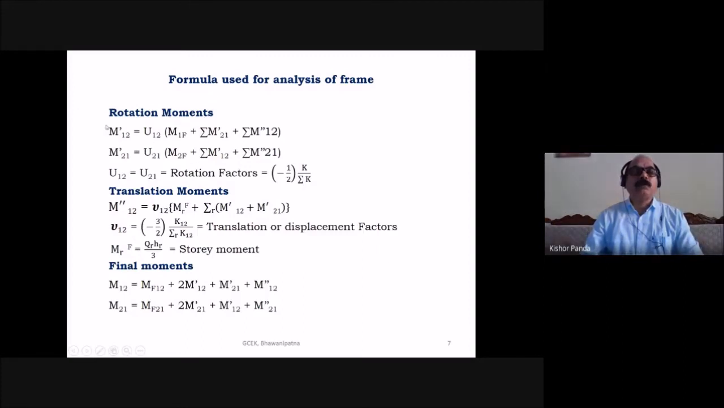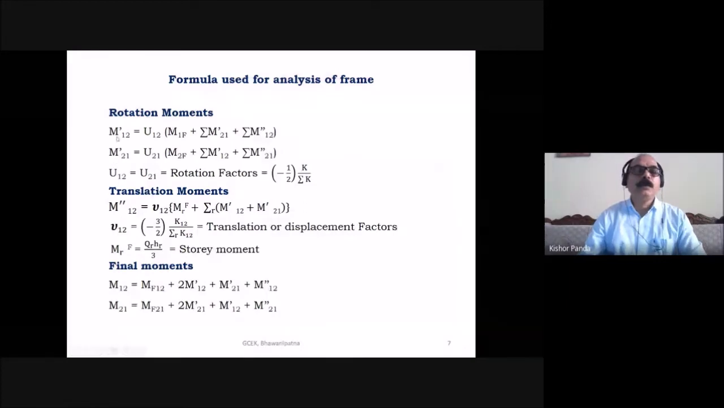When you find out the rotation moments, M'12 is equal to μ12 into (M1F plus summation of M'21 plus summation of M''12). This is your subscript, M''12. Then M'21 is equal to μ21 into (M2F plus summation of M'12 plus summation of M''21). This is your translation moment. This is your rotation moment.